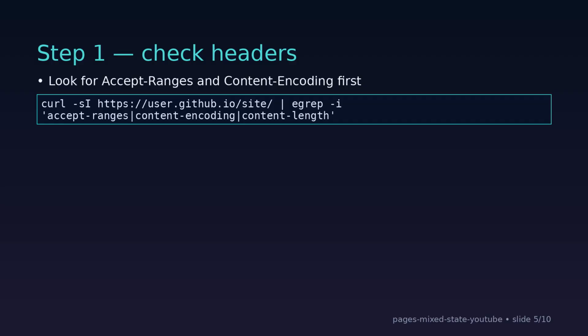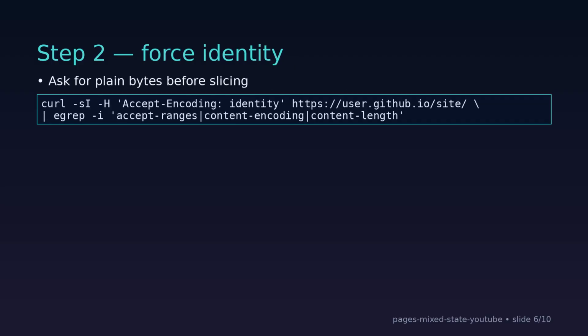Step 3. Head sample once identity is confirmed. Fetch the first 4 kilobytes. curl -H 'Accept-Encoding: identity' -r 0-4095 https://user.github.io/site. This should show a sane doctype, head tags, maybe a version string near the top.